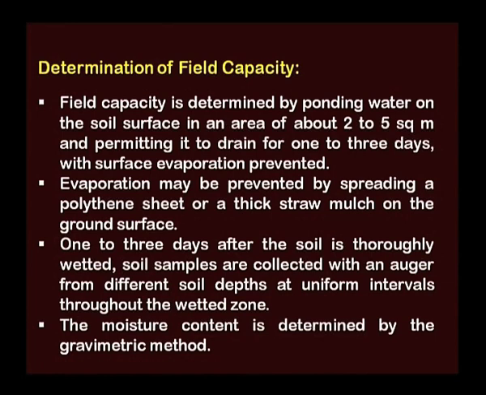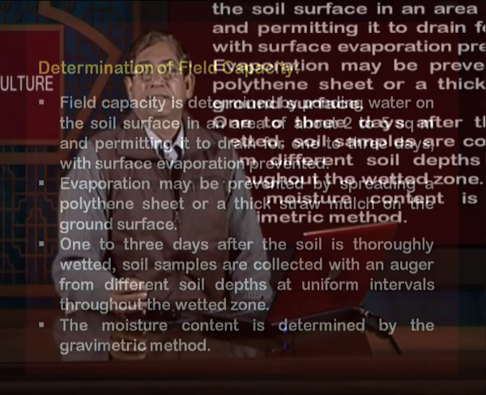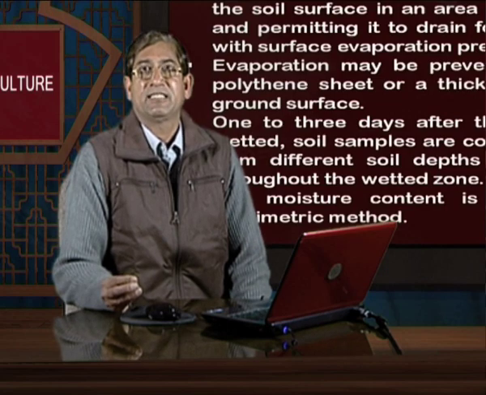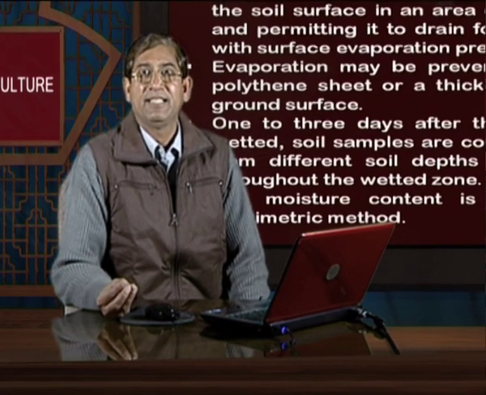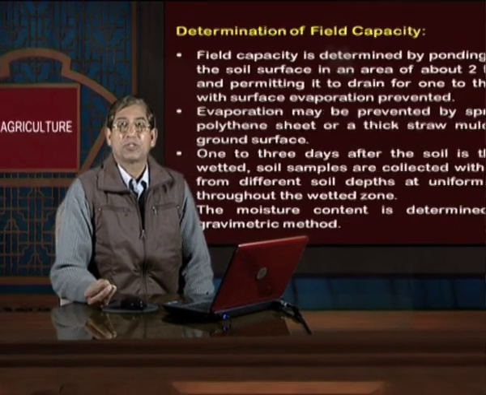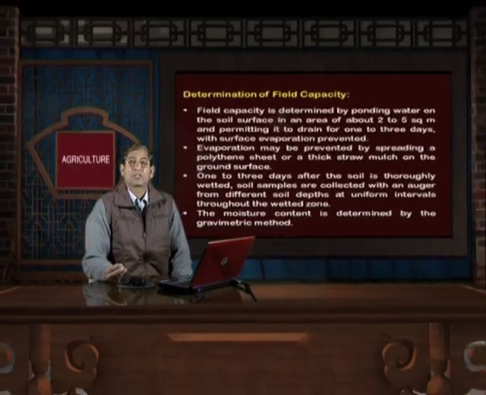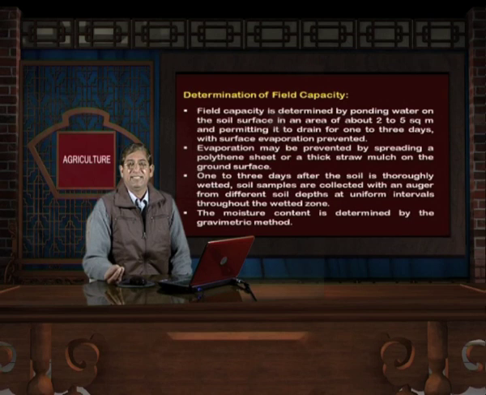1 to 3 days after the soil is thoroughly wetted, soil samples are collected with an auger from different soil depths at uniform intervals throughout the wetted zone. The moisture content is determined by the gravimetric method. In this way, in case of sandy soils, only 1 day is sufficient for determination of field capacity, whereas in clay soils, the soil comes to field capacity after 3 days.